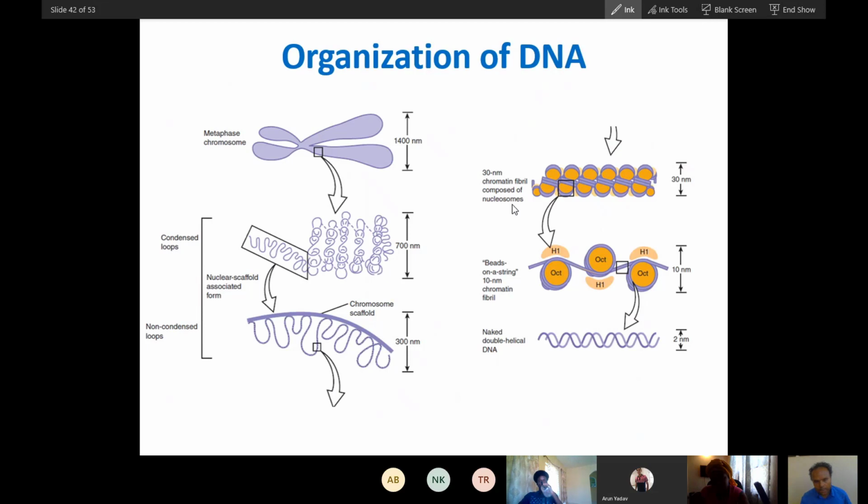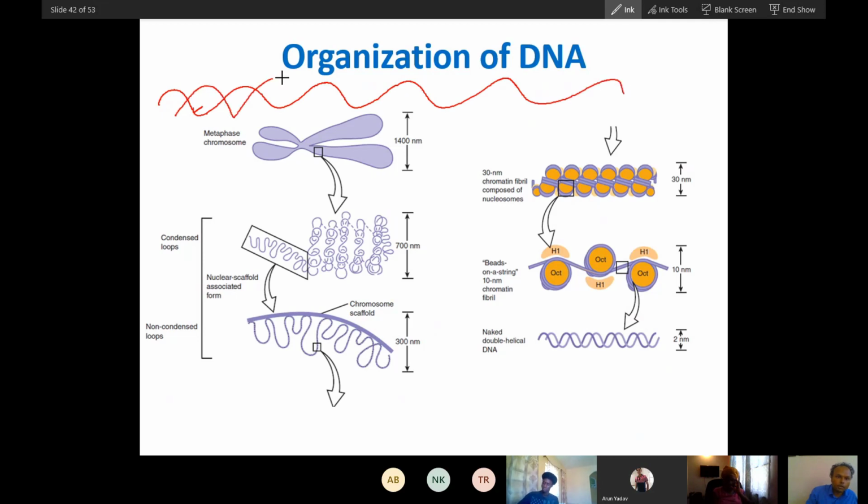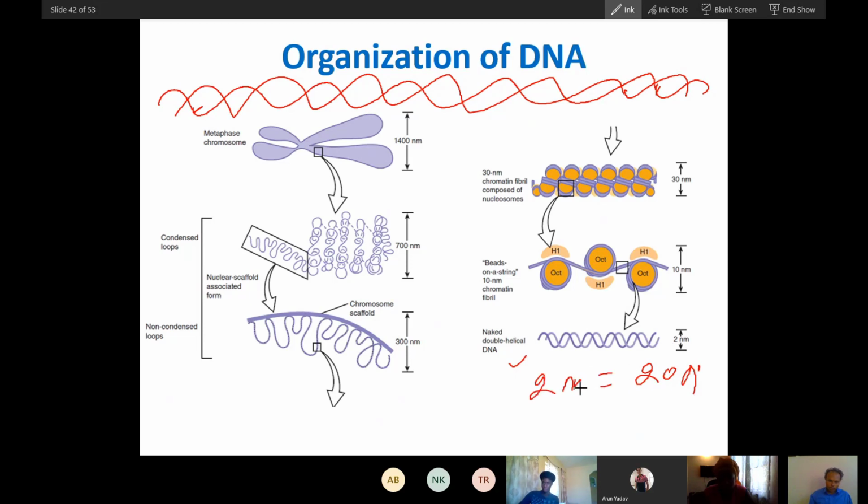Now let's talk about the organization of DNA. We have already studied that DNA attains a double-stranded helical structure. Now this double-stranded helical structure will fold. I have already told you the width is 20 angstrom, and this 20 angstrom means 2 nanometer. It will fold into this form, 10 nanometer.